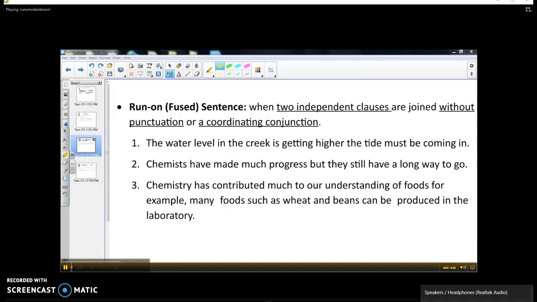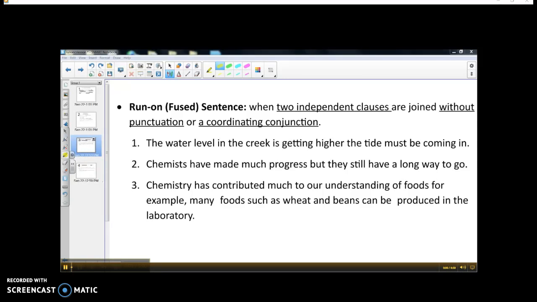Examples of run-on sentences and the different methods that you can use to correct them. In number 1, we have: the water level in the creek is getting higher. The tide must be coming in. Now, you'll notice right here we have the run-on in this section because we have the first sentence, the water level in the creek is getting higher, and then the second sentence, the tide must be coming in.